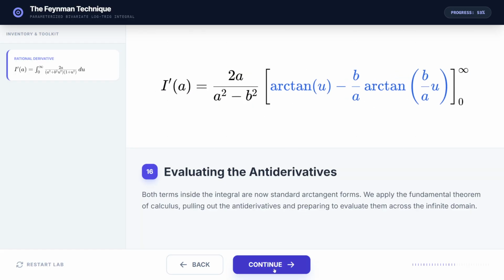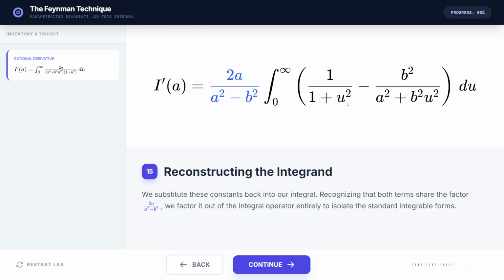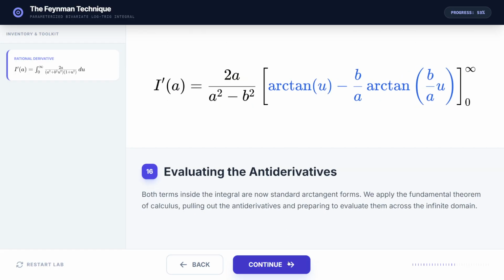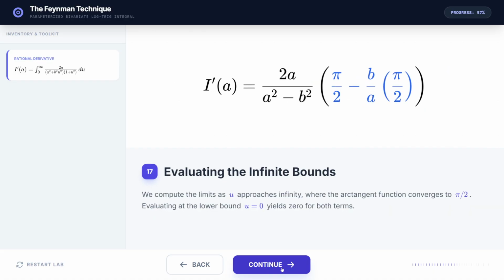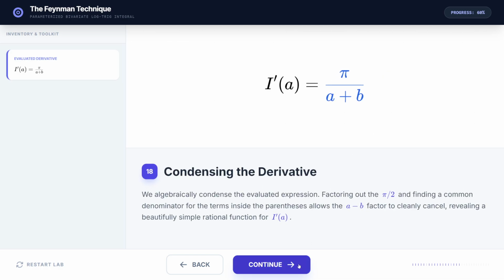And these are both arctangent forms. These are very easy to evaluate. So again, I'm not going to show the steps there. If you want to pause the video and go through the steps, these are what they are. So basically, we just take the antiderivative, pull out the constants, evaluate the antiderivative at the bounds. This is what we end up getting. And then after simplification, we see that I prime of a is pi over a plus b.